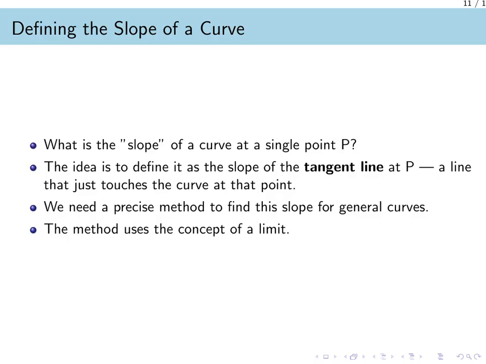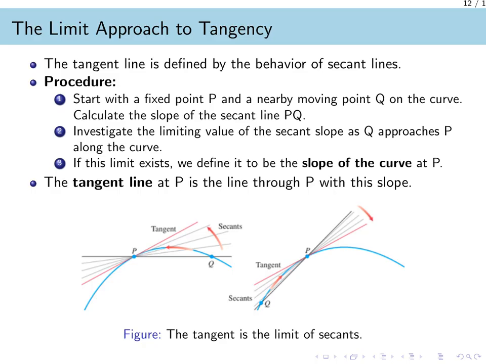The main challenge, then, is to develop a precise method for calculating the slope of this tangent line for any general curve. This method is built upon the powerful mathematical idea of a limit. Therefore, to find the slope of a curve, we must first find the slope of its tangent line. To find the slope of a general curve at a single point, we use a powerful method that starts with what we can already calculate: the slope of a secant line.